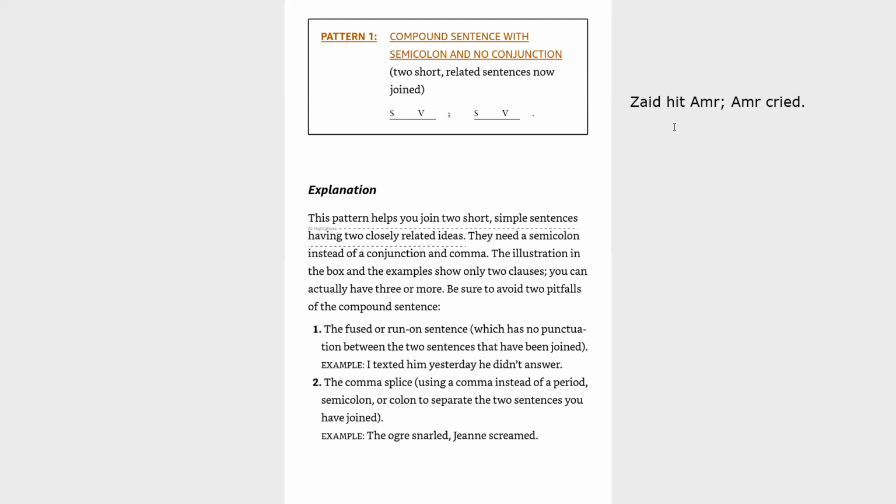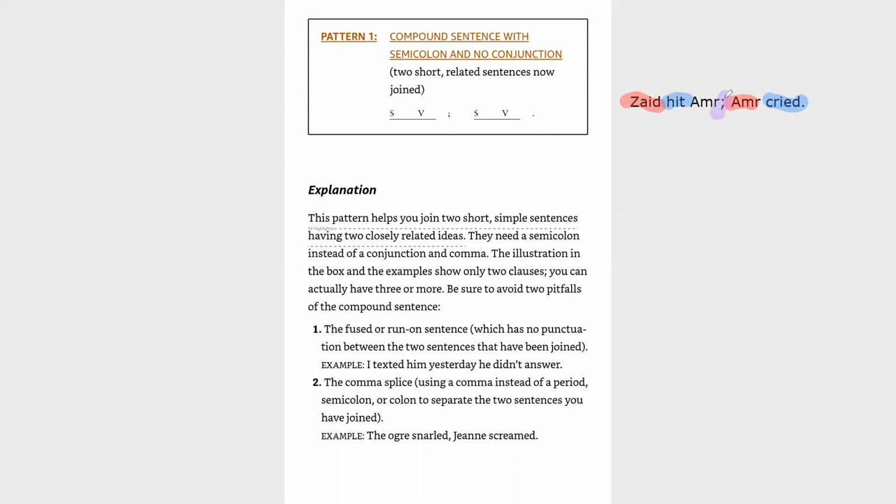Now, here we have the subject, Zaid, right? The verb, hit, and then we have Amr, another subject, and then the verb, cried. So hit and cried. So we have subject, verb, subject, verb. And then, very important, we put the semicolon in between.